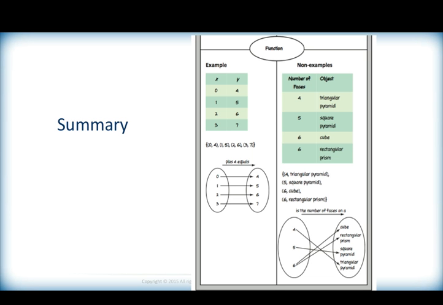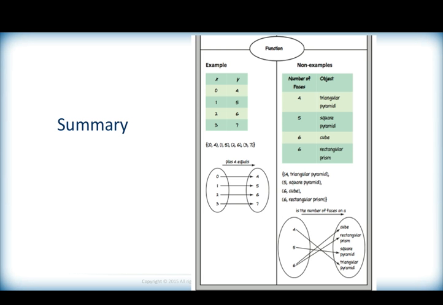Now, in summary, we can look at this table here that shows an example of a function and a non-example of a function. The first example of a function is a table of values. All the x values in the domain have a separate range value, similar to the set of ordered pairs and the arrow diagram. So every domain element is matched with a separate element in the range.